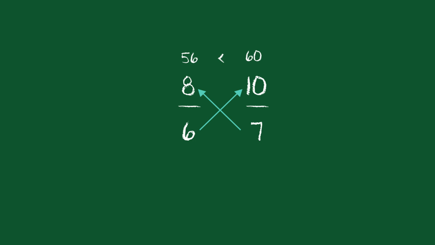In conclusion, 8/6 is less than 10/7 because 56 represents 8/6, which is less than 60, which represents 10/7. If you got it, say I got it. I got it. Let's try another one.